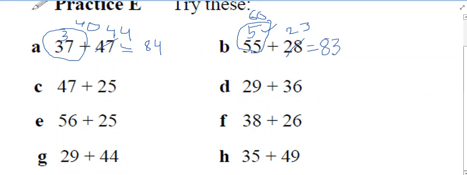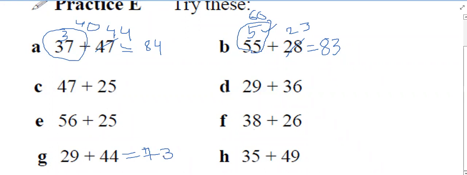29 plus 44. I can take 29 as 20 and 44 as 40. You're splitting. 20 plus 40 is 60, and then 9 plus 4 is 13. So 60 plus 13 is 73. Yes, very good. And then one more question by one more person.